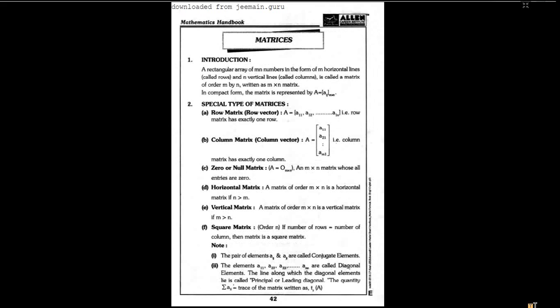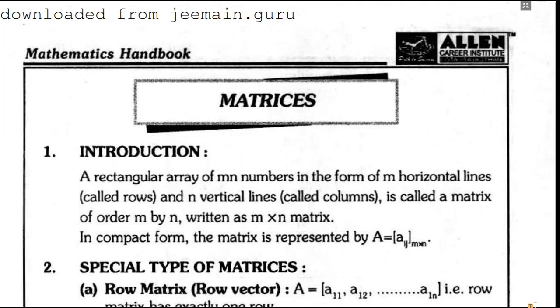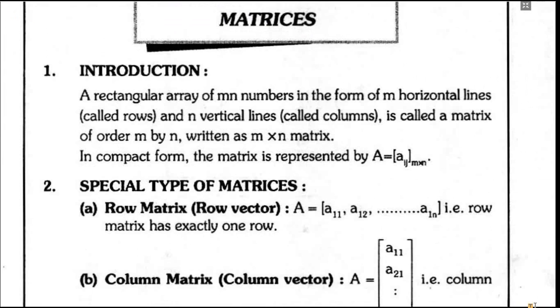Now coming to the next topic, that is matrices. A matrix is nothing but a way of representing elements in the form of rows and columns. Introduction: a rectangular array of mn numbers, in the form of m horizontal lines called rows and n vertical lines called columns, is called a matrix of order m by n, written as an m by n matrix. In compact form, the matrix is represented as A equal to [aij], meaning the element in the ith row and jth column, of order m by n.